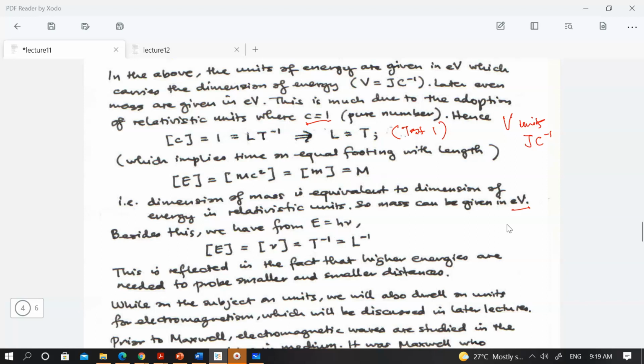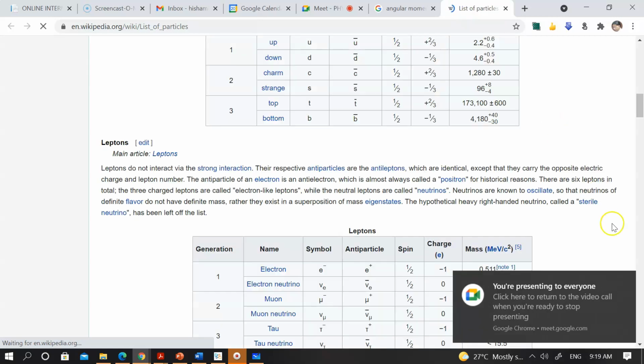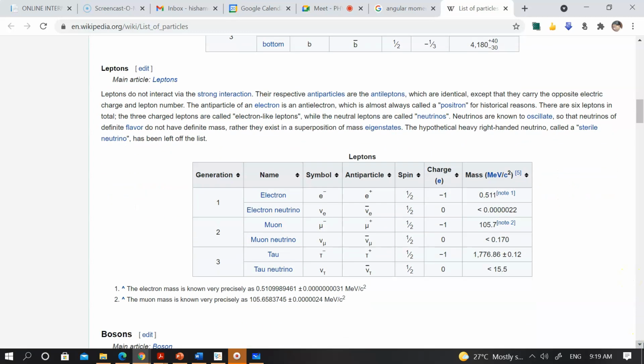Maybe I should go to this web page, just to show you. You can see over here, for example, the electron's rest mass is given in terms of mega electron volts, which in this case has the value of 0.511.